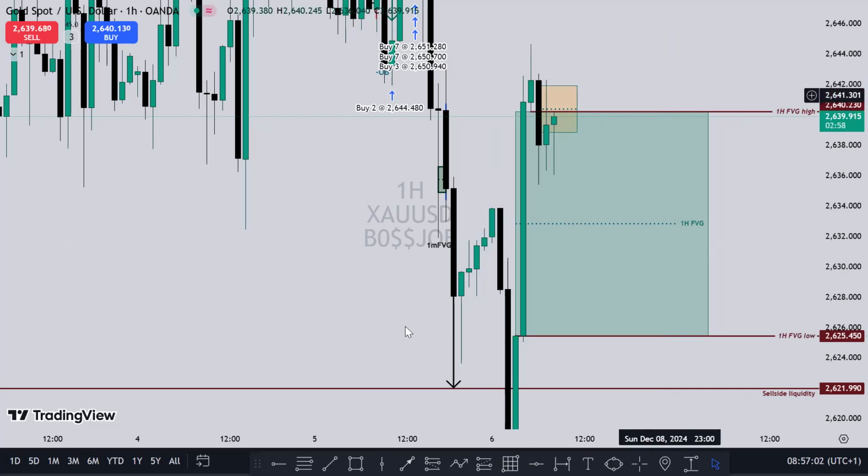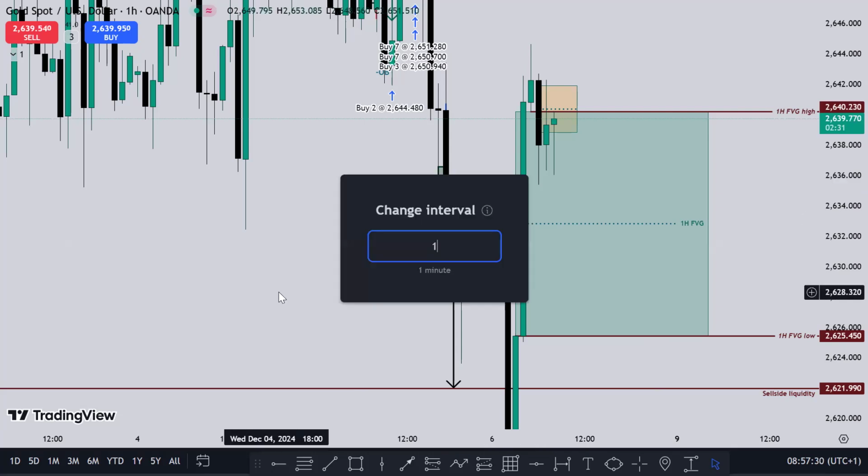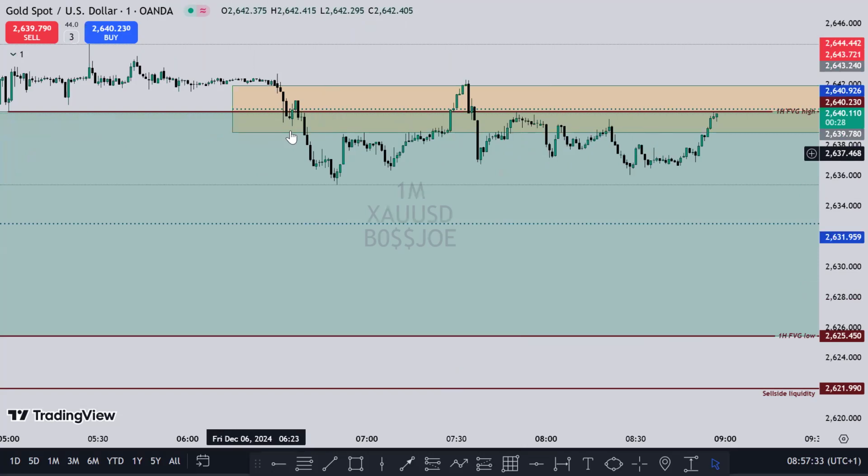Now, inside that fair value gap, there's a retracement of this black candle. Are you seeing this candle? So part of it is inside the fair value gap. Then the current candle right here now is still inside the 1 hour fair value gap. Do you understand? Are you seeing what I'm saying? Yes, sir. Now I go back to the 1 minute time frame. All this price action is inside the 1 hour time frame fair value gap.